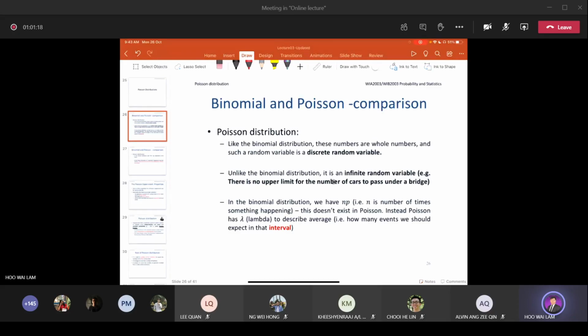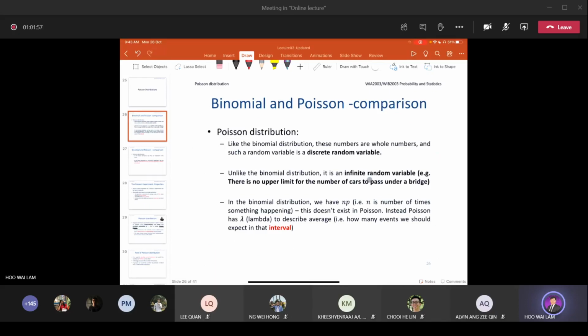For example, over here, there's no upper limit for the number of cars passing under the bridge. In general, given a time period, maybe 1 hour, the number of cars that pass through the bridge is usually fixed, maybe 100 cars or 1,000 cars. But there is a probability that if one day there's a traffic jam or a car accident right in front of the bridge, then that particular timing has a lot of cars passing under the bridge.